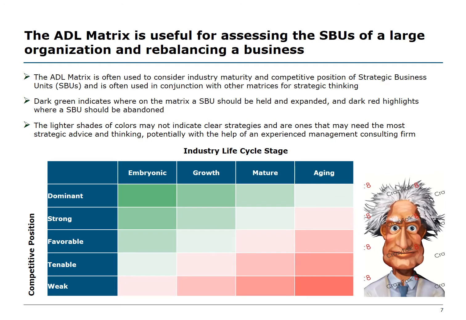Here I've highlighted in dark green where on the matrix a strategic business unit or a product should be held or expanded, and in dark red where a strategic business unit should be abandoned or possibly wound down. The lighter shades of both colors may not indicate a clear strategy of hold or abandon, and these are the ones that will require the most strategic advice and thinking, potentially with the help of an external advisor.